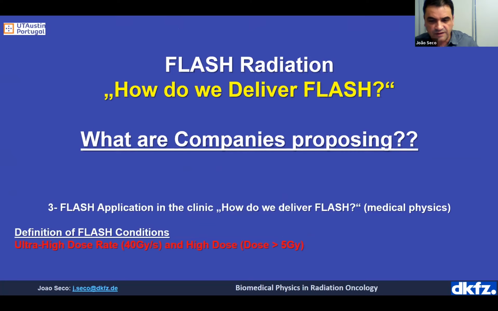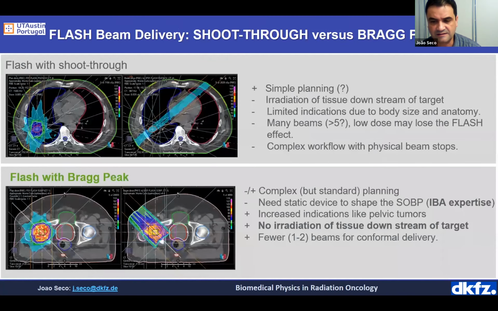How do we deliver flash? How do we plan? I'm going to look into what the companies are saying, because they are also proposing things. Here are the studies that I got from research, and you see there are two main things that our companies are proposing. One of them is called shoot-through versus Bragg peak.